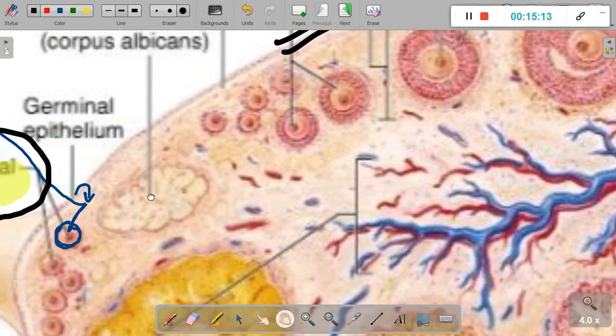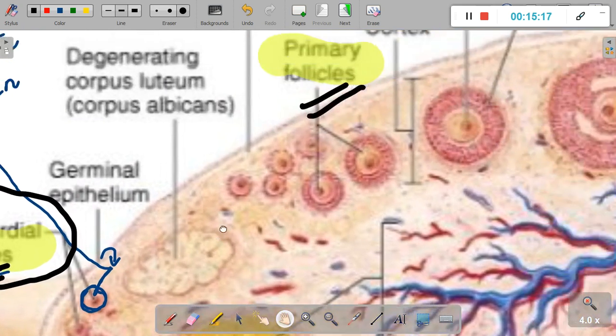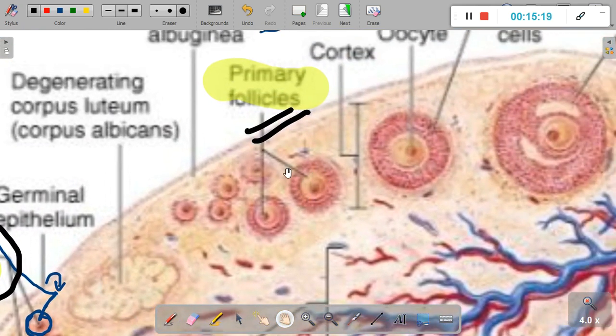Now let me show you a primordial follicle. See, a single layer of granulosa cells, and here I have primary follicles with so many layers, a large number of granulosa cells. And in the center, if you look carefully, this is our secondary oocyte with the nucleus. The polar body is lying somewhere around. Let me draw a tiny little dot, and this is the first polar body, and this is the secondary oocyte.